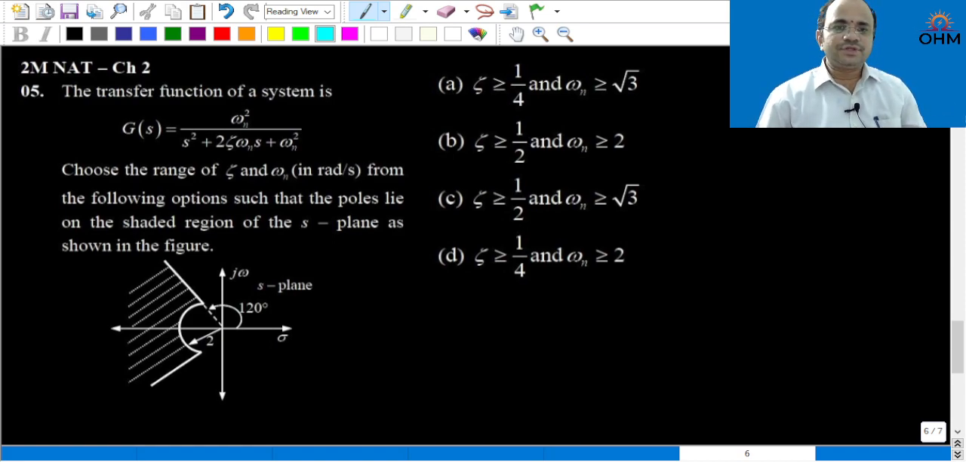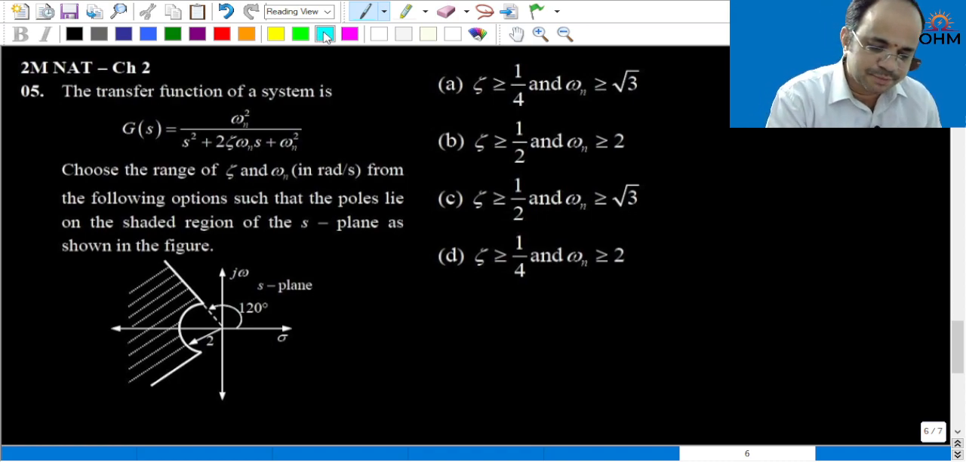The transfer function of a system is G of s is equal to omega n square divided by s square plus 2 zeta omega n s plus omega n square. Choose the range of zeta and omega n from the following options such that the poles lie in the shaded region of the s plane as shown in the figure. Now, the only twist in this problem is this angle is given 120 degree, therefore, you have to take this angle theta.